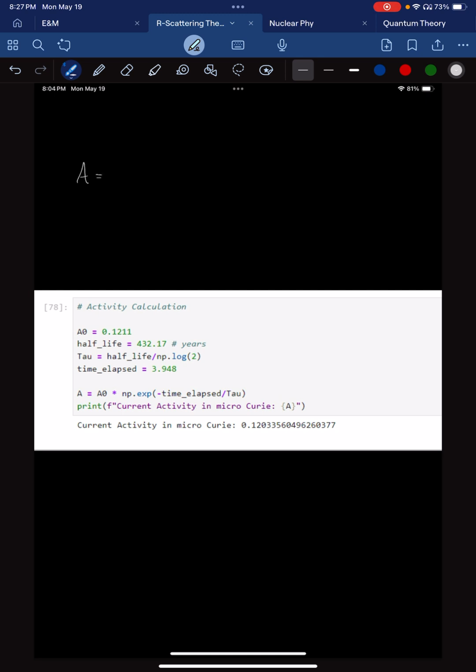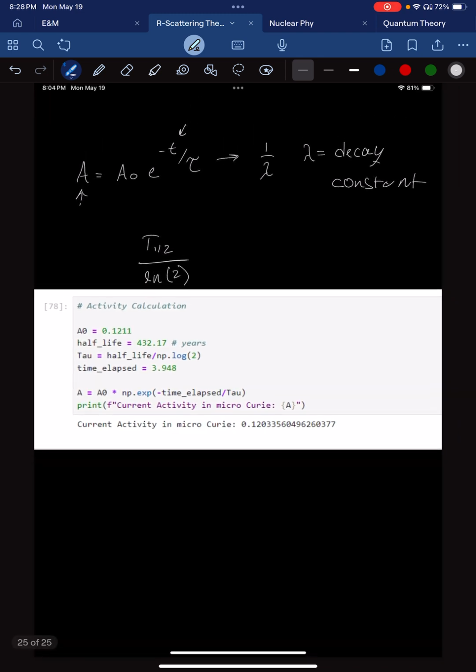It's just the activity today equals the initial activity times an exponential of the time elapsed over tau, and tau is 1 over lambda, where lambda is the decay constant, which you can see tau is found by taking the half-life of your source and dividing it by the natural log of 2.